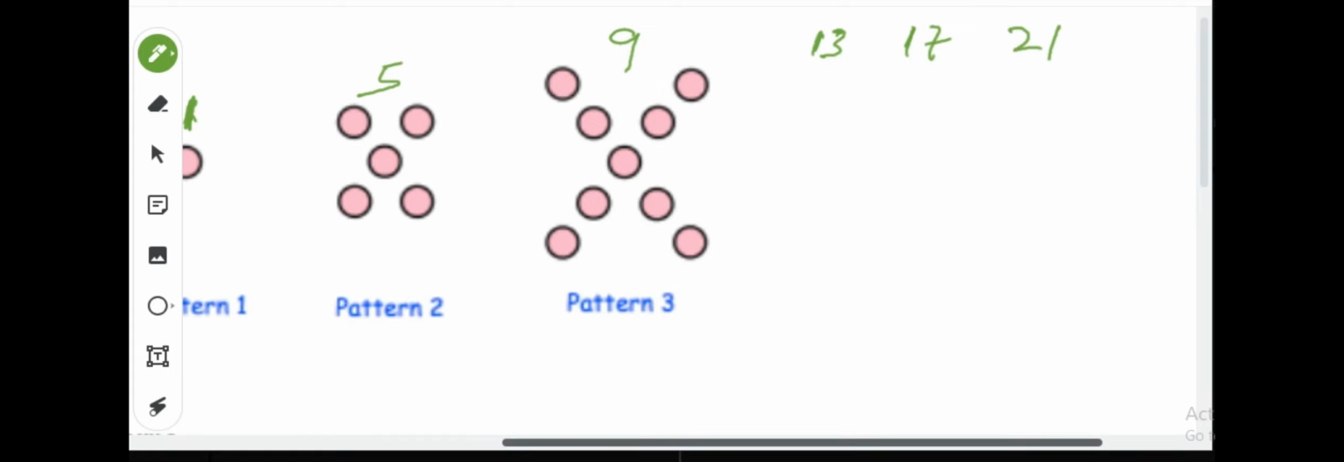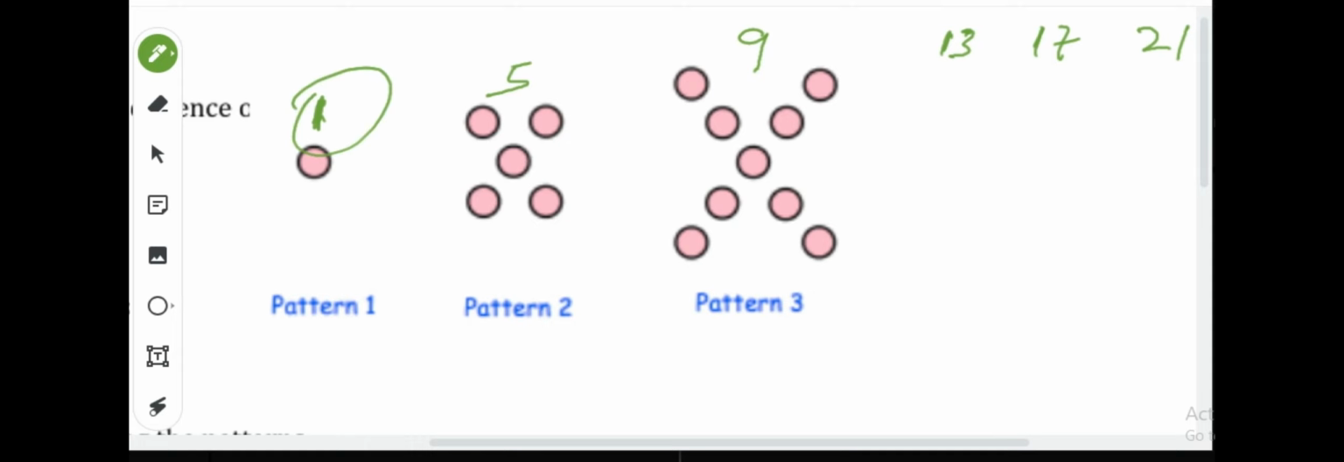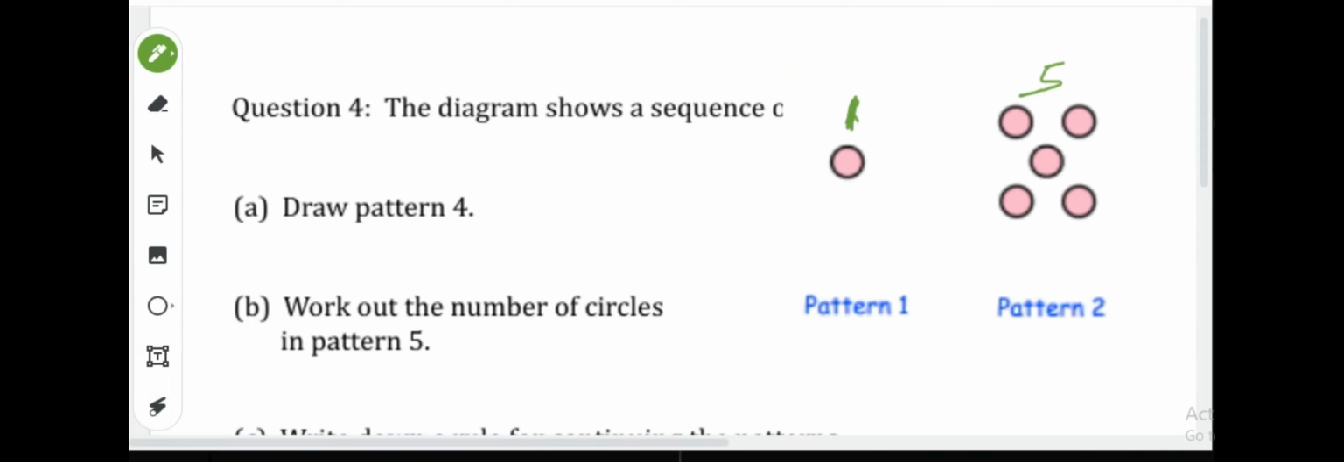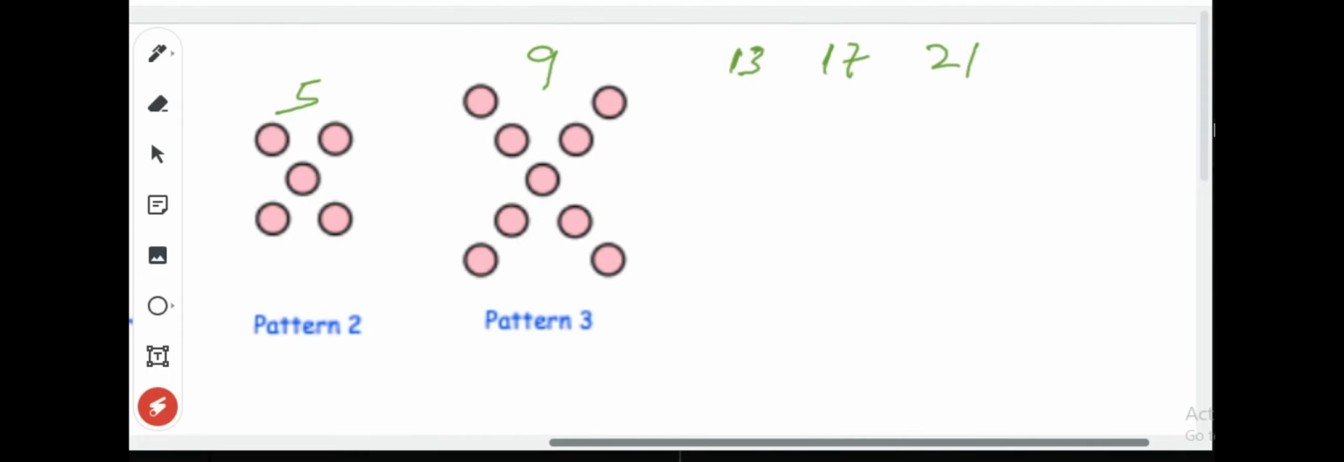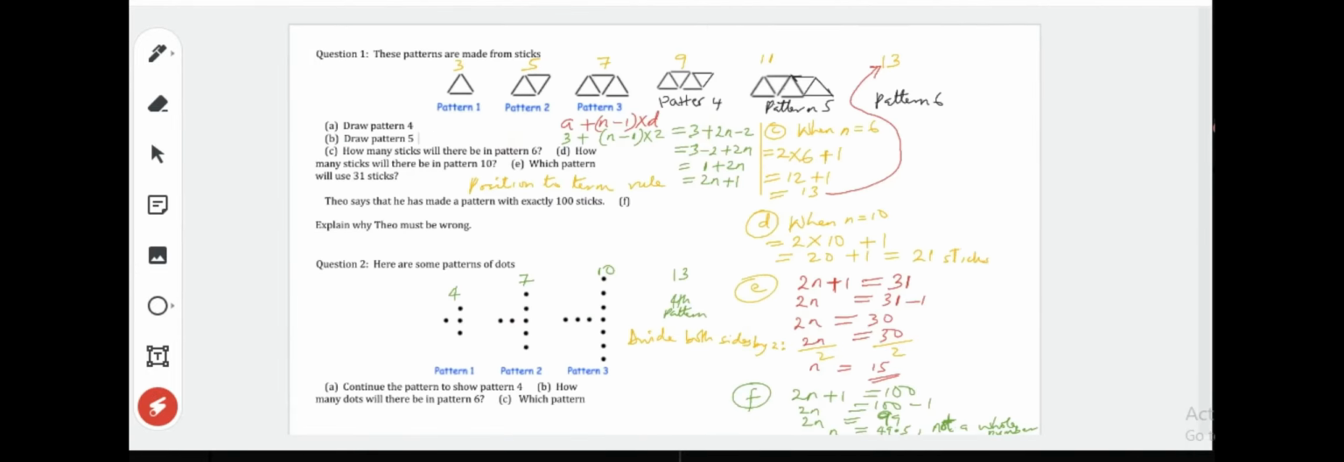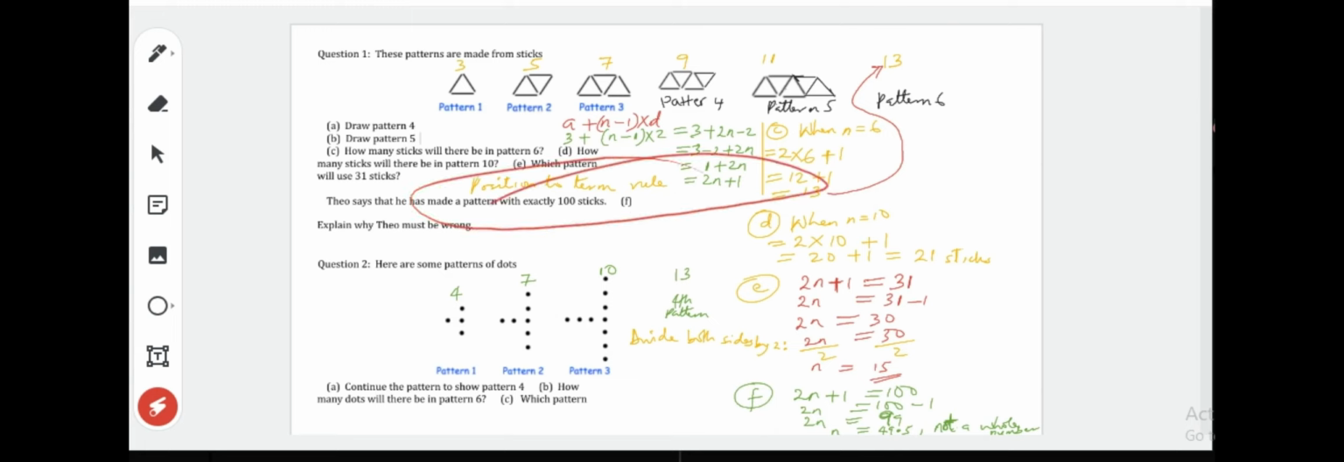1 2 3 4 5 and so on. But if we wanted to do it in a different way, we find the position to term rule using the same method we have used in the earlier words. We find the position to term rule, and then we say when n equals that, we get the other answers. When n equals 4, when n equals 5, when n equals 6, we get all their values.